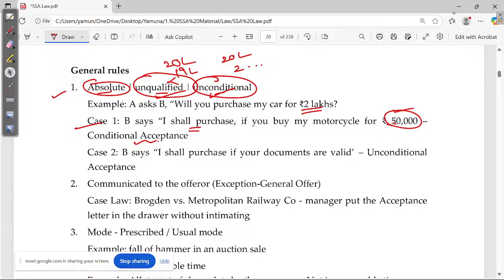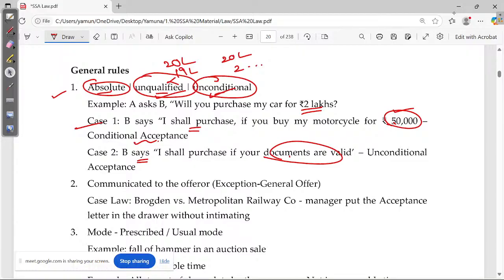That is different. B says, I shall purchase if your documents are valid. Yes, obviously. I'm buying your car, and how will I come to know? You're totally new to me. How will I come to know that it's your car? I need to know who the valid owner is. So I want to check your documents before I go for the purchase.